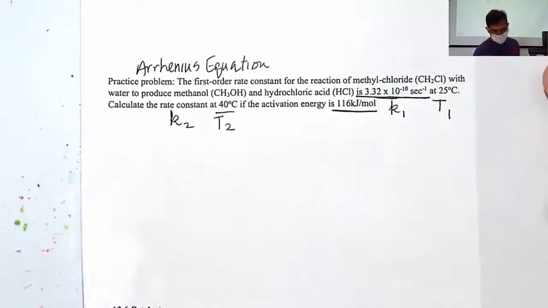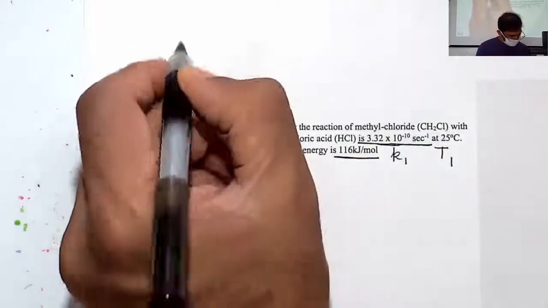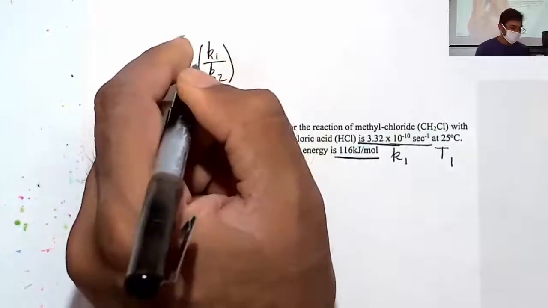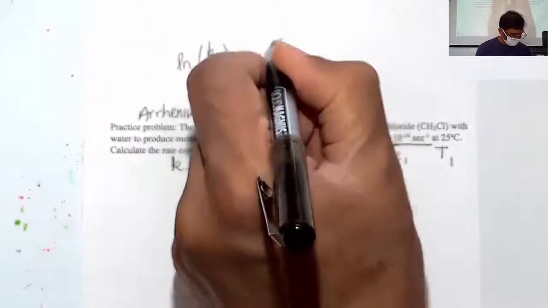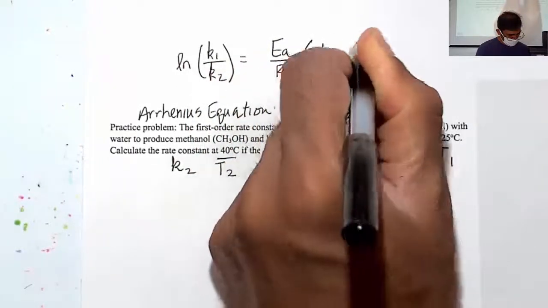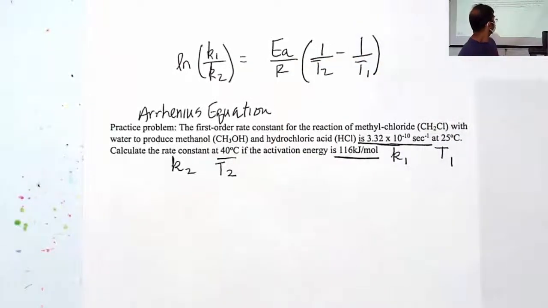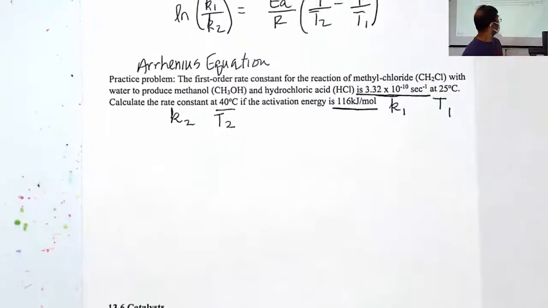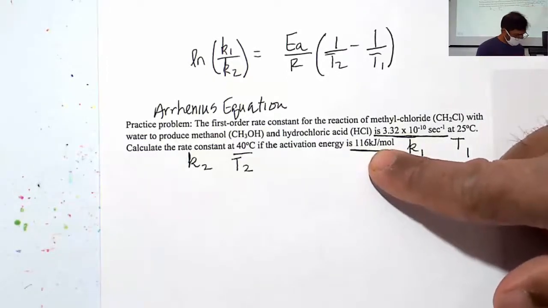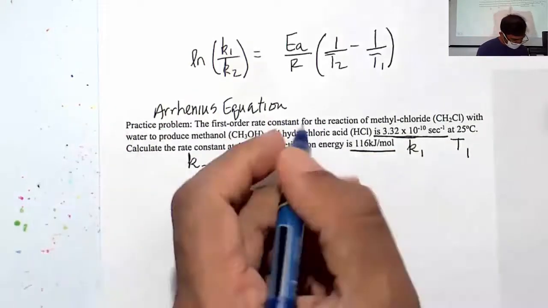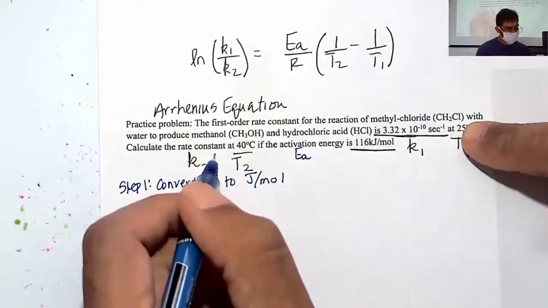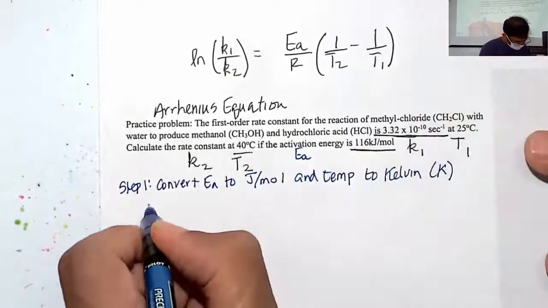Let me rewrite the equation one more time for you. This is the Arrhenius equation: natural log of rate constant K1 over rate constant K2 is equal to EA over R times 1 over T2 minus 1 over T1. The first thing I would do is convert the activation energy to joules per mole. Step 1 is convert EA to joules per mole, and I would convert these temperatures to Kelvin.